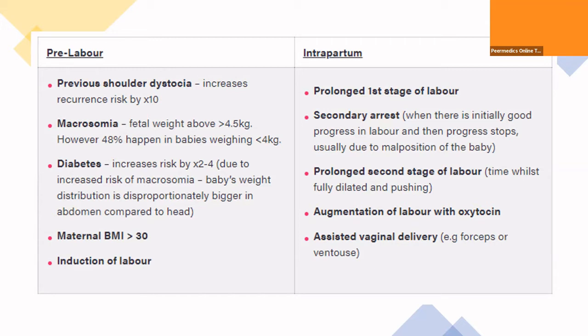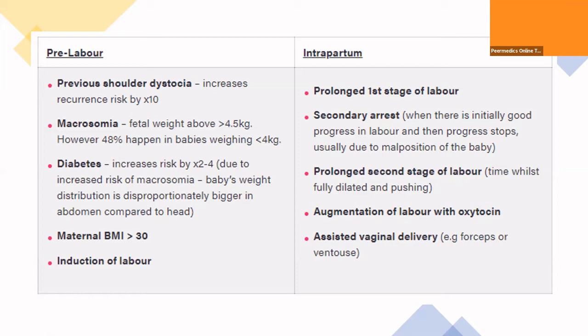Diabetes increases the risk as well, because we know that insulin is a growth hormone, or is a growth factor, so it's going to increase the risk of macrosomia. And generally worry with babies who have disproportionately bigger heads than the rest of themselves. Large maternal BMI can obstruct the birth outlet, so to speak, and any kind of induction of labour where contractions might not be quite as strong as they would otherwise be is going to increase the risk as well.